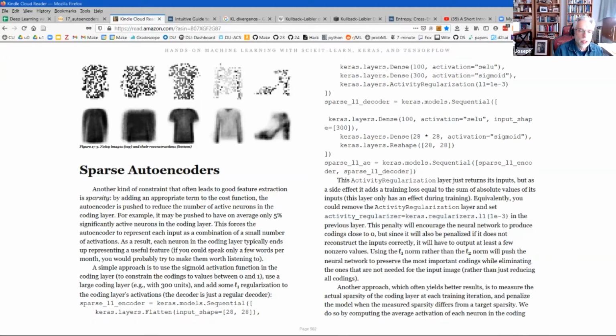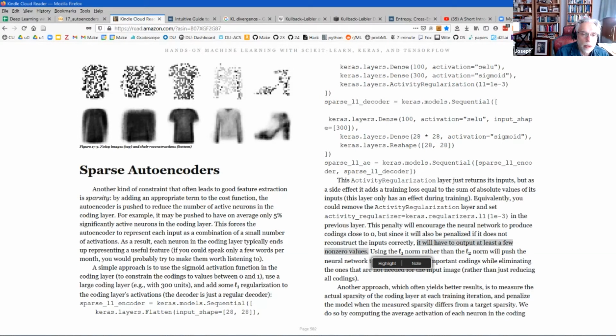And I like the language he uses. He said, this penalty will encourage the neural network to produce codings close to 0. As we know, that's what the L1 regularization does. But since it will also be penalized if it doesn't reconstruct the inputs correctly, it will have to output at least a few non-zero values. So we're not in danger of setting all the codings to 0, because if it did, it wouldn't be able to reconstruct the inputs at all.